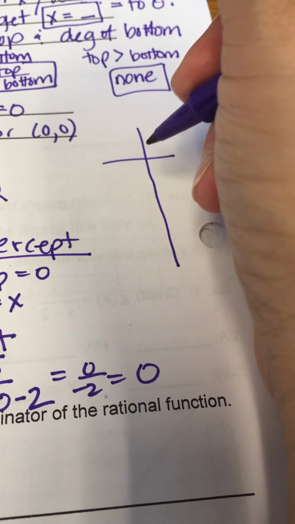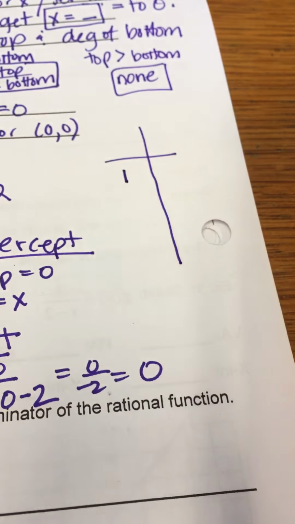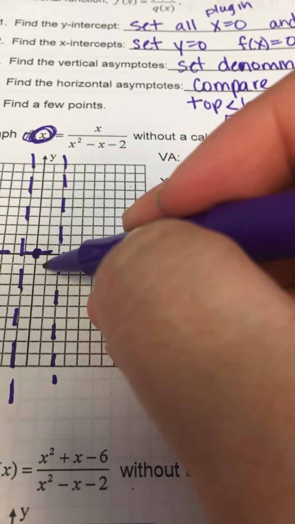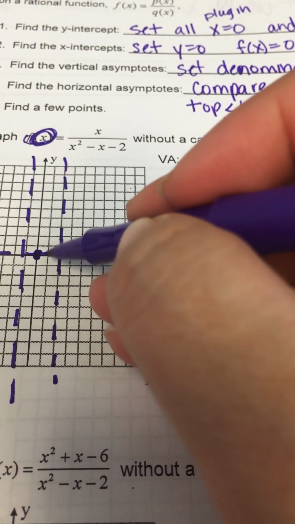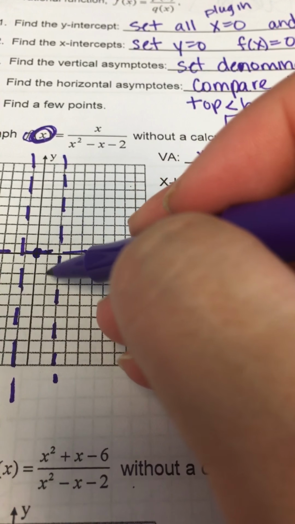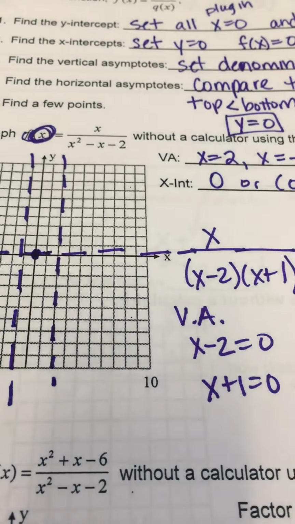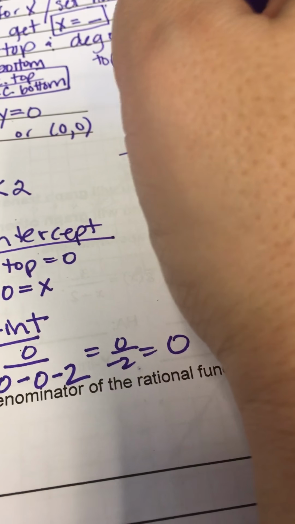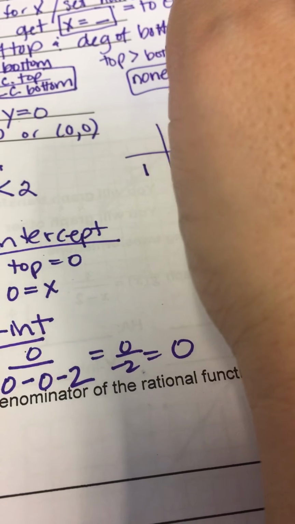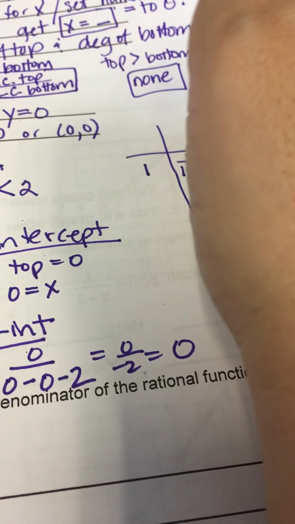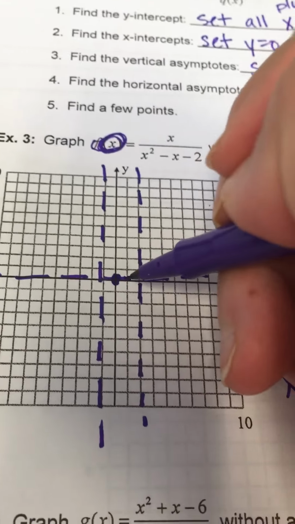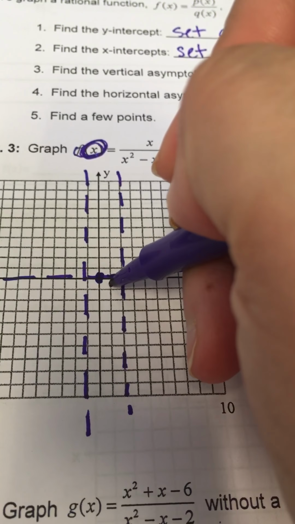So next thing, I plug in some numbers. I'll plug in 1. So 1 will give me another point inside of my two asymptotes here. I plug into the equation 1 over 1 squared minus 1 minus 2 over -2. So 1 and -1/2. 1 and -1/2.